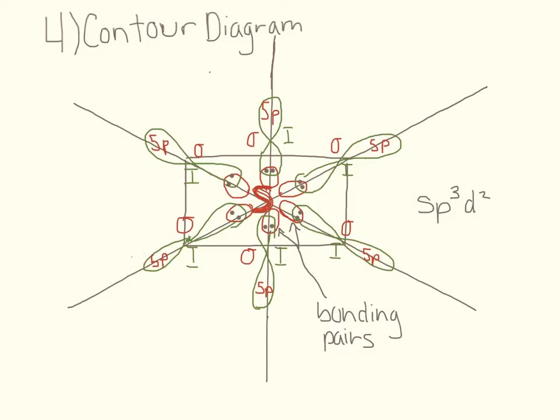Now, since it is single bonded, there's no double bonds present. All these bonds are sigma bonds. And there are no lone pairs. So all of these bondings are bonded pairs. And then these are also going to be all right angles, or equal to 90 degrees.